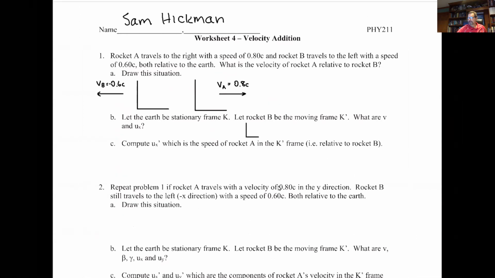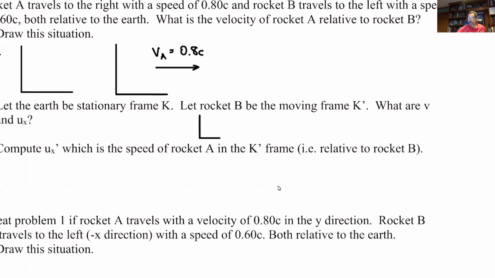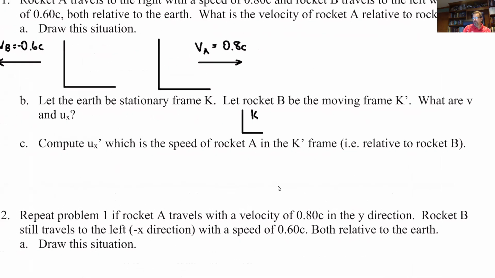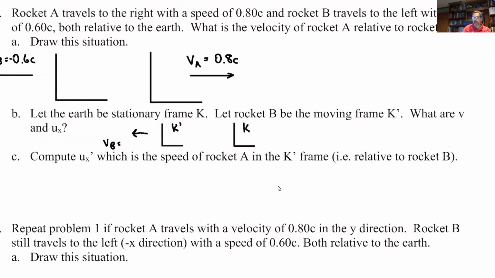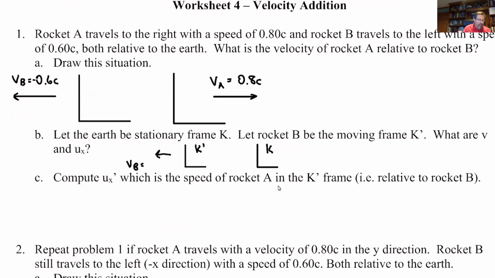All right. So what did you guys decide here? I don't know, kind of confused. Okay. So let's label the things. I think the most important thing is labeling. You've got B. What are we trying to find? So we want to find the speed of rocket A in the B frame, and you've got rocket B moving to the left at 0.6 c.